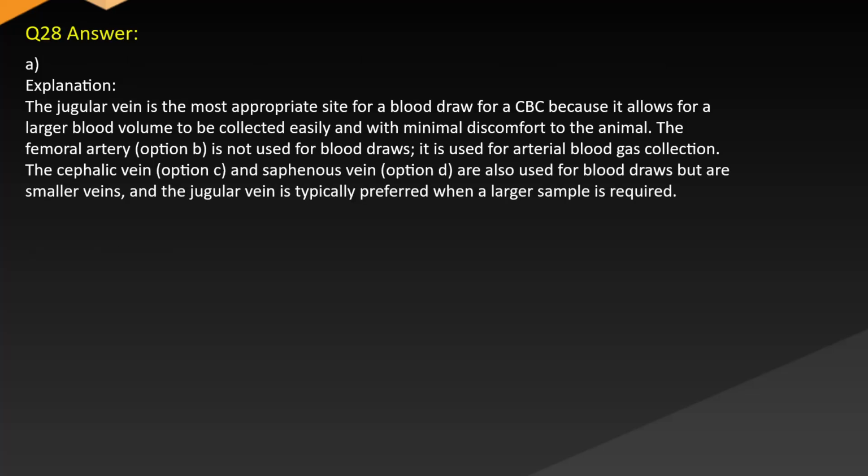Answer A. Explanation. The jugular vein is the most appropriate site for a blood draw for a CBC because it allows for a larger blood volume to be collected easily and with minimal discomfort to the animal. The femoral artery, option B, is not used for blood draws. It is used for arterial blood gas collection. The cephalic vein, option C, and saphenous vein, option D, are also used for blood draws, but are smaller veins, and the jugular is typically preferred when a larger sample is required.